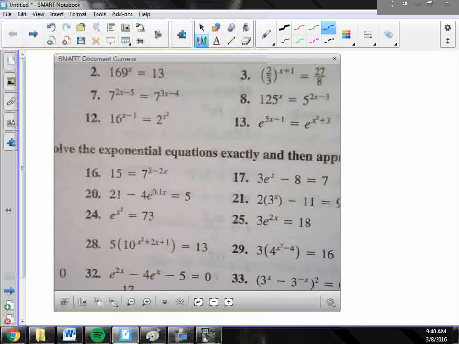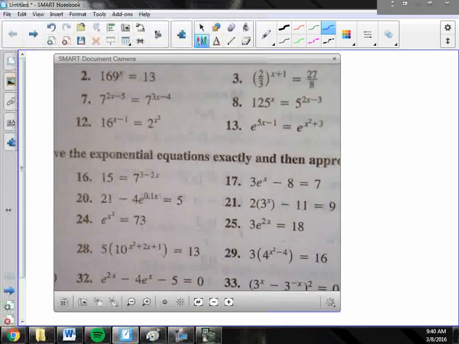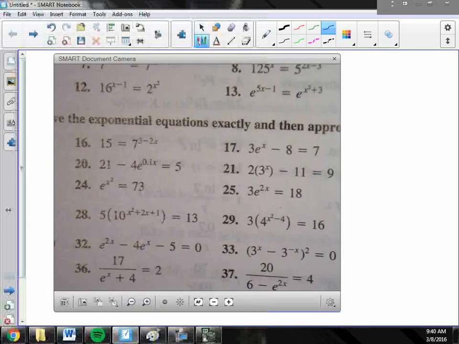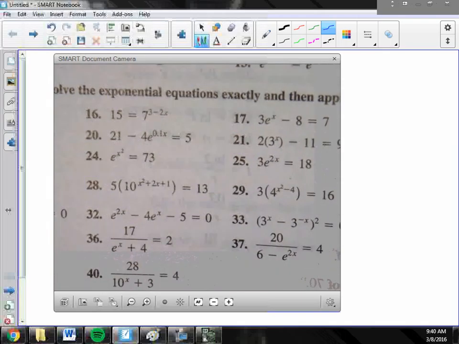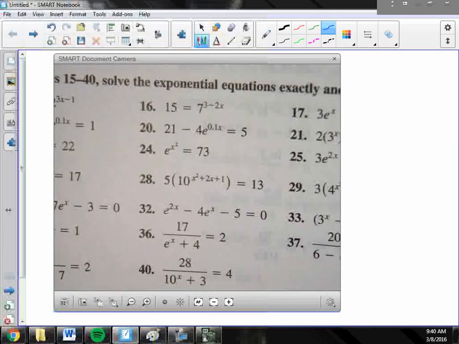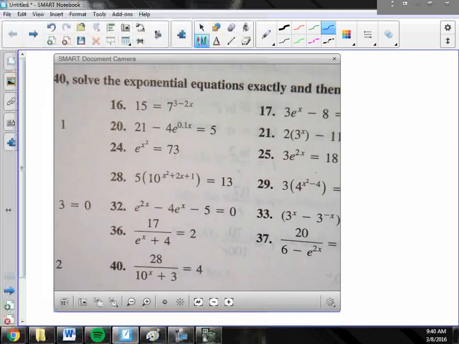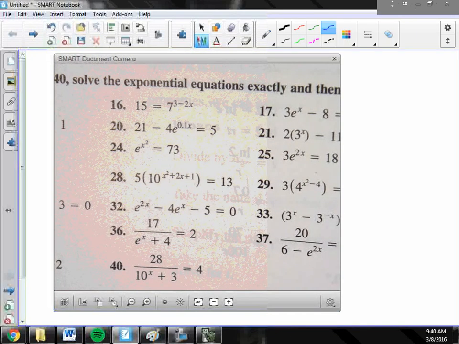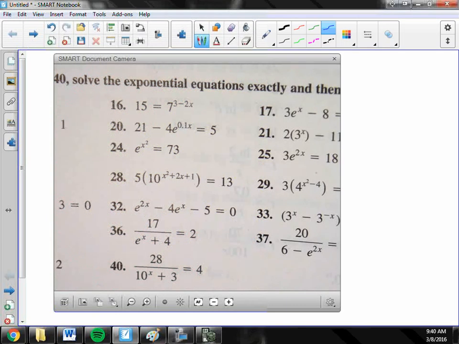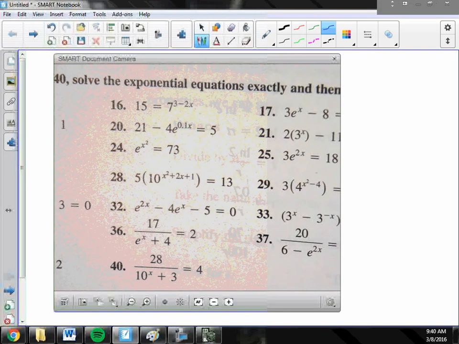Okay. So we're going to do the same thing in the next set, but now the answers aren't going to be so nice. So take a look at 16, and it tells you you need to solve the exponential equations exactly and then find the decimal approximate. What does exactly mean? I mean, if it's a terrible decimal, how do you get the exact answer?